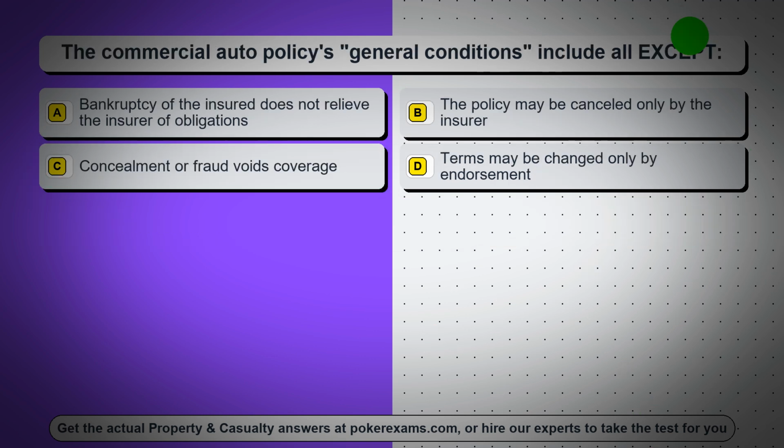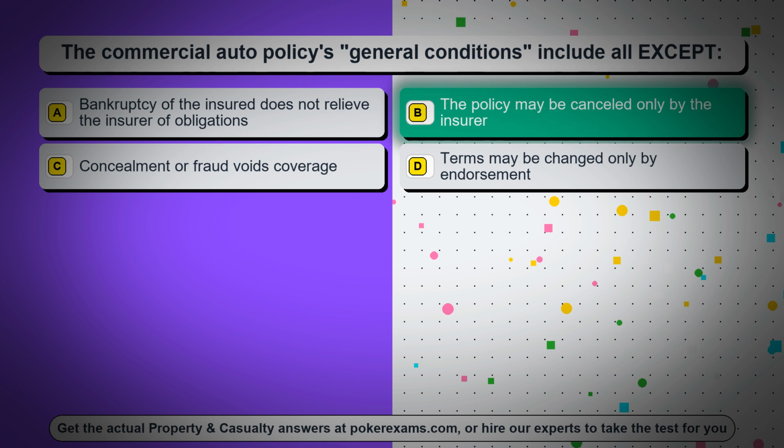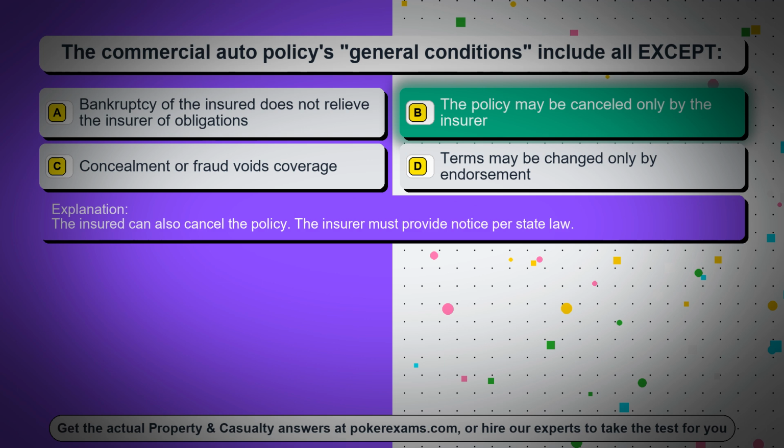Question 35. The commercial auto policy's general conditions include all except Option A, bankruptcy of the insured does not relieve the insurer of obligations. Option B, the policy may be cancelled only by the insurer. Option C, concealment or fraud voids coverage. Option D, terms may be changed only by endorsement. The correct answer is option B, the policy may be cancelled only by the insurer. The insured can also cancel the policy. The insurer must provide notice per state law.